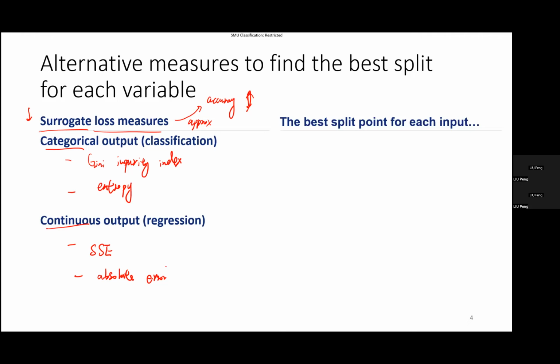All right, so the best splitting point for each input is one where we would hope the nodes go from impure to pure, right? The way we do this is we measure the level of impurity. This again comes down to the reduction in impurity, and we look at the split point that gives us the maximum reduction in impurity. That's what we want to do when we look at splitting the tree.